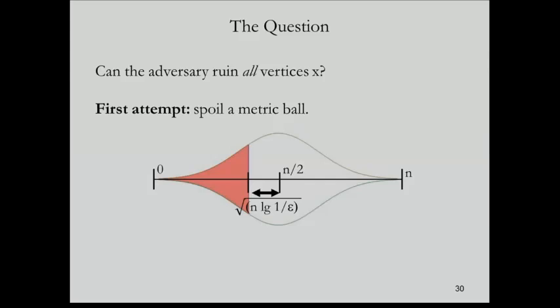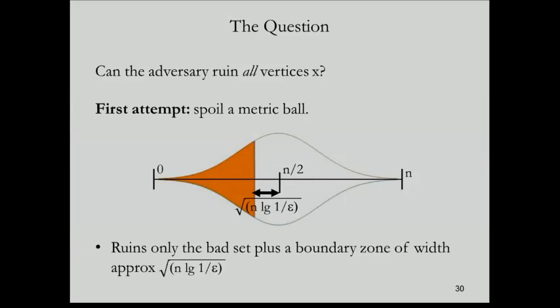Spoil a metric ball. So the adversary just starts from 0 and spoils everything of this radius around 0, so that an epsilon fraction of the points are spoiled. What happens to the rest of the points? It turns out that only a small boundary zone of width root n log 1 over epsilon is ruined. And the rest of the points, the majority of the cube, in fact, is not ruined. So it means that, again, all the spheres are good for these white points.